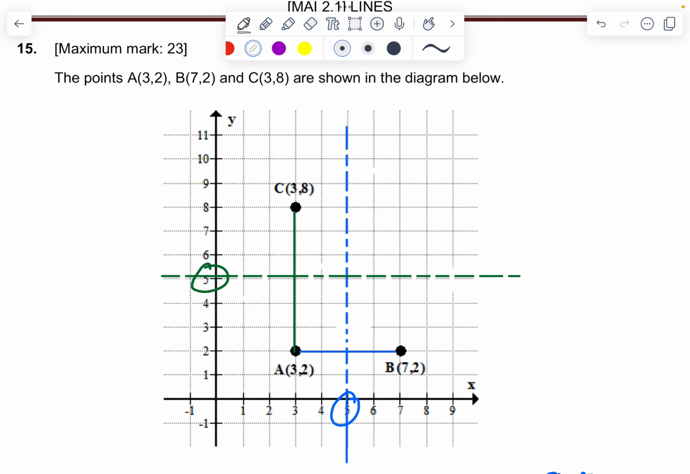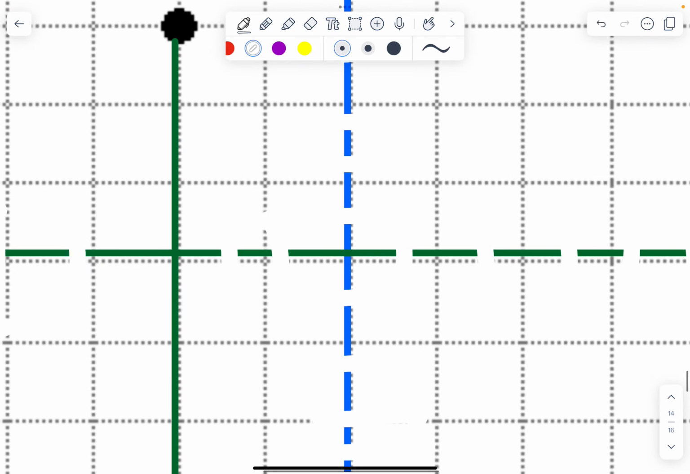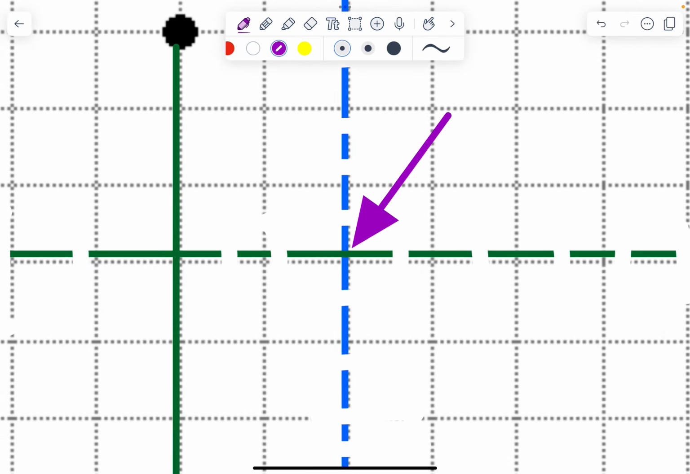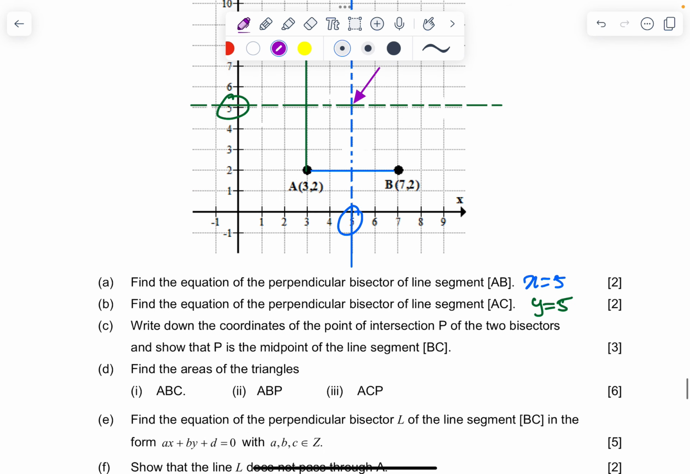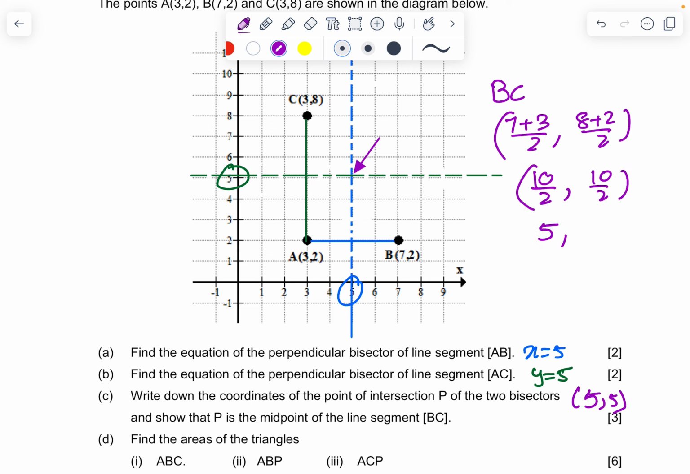Then next, find the point of intersection of the two bisectors. This is going to be the point of intersection of the two bisectors, which is (5, 5). Find the area of the triangle and show that P is the midpoint of BC. BC's midpoint is (7 plus 3) upon 2, (8 plus 2) upon 2, which is 10 upon 2, 10 upon 2, which is going to be (5, 5). So that's going to be the same point.